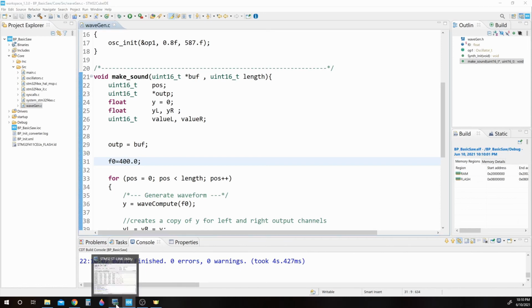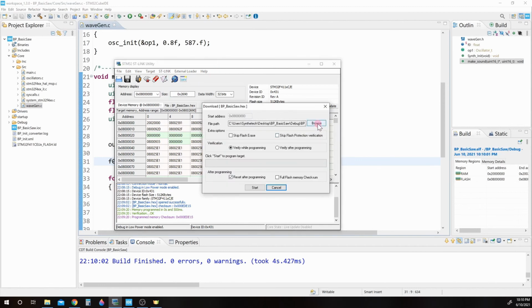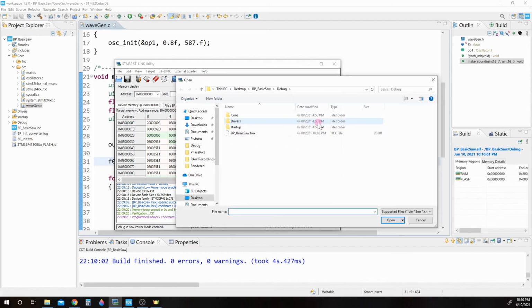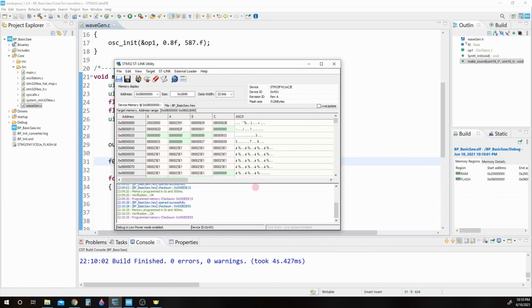Go back to the ST-Link utility. Click on Program Verify. Now you have to go back and browse for the folder that you have replaced. And by my date and time settings here, I can tell that this is a different file now. So now I'm going to double click on this, hit start, and the tone should change. Now it's twice the frequency.